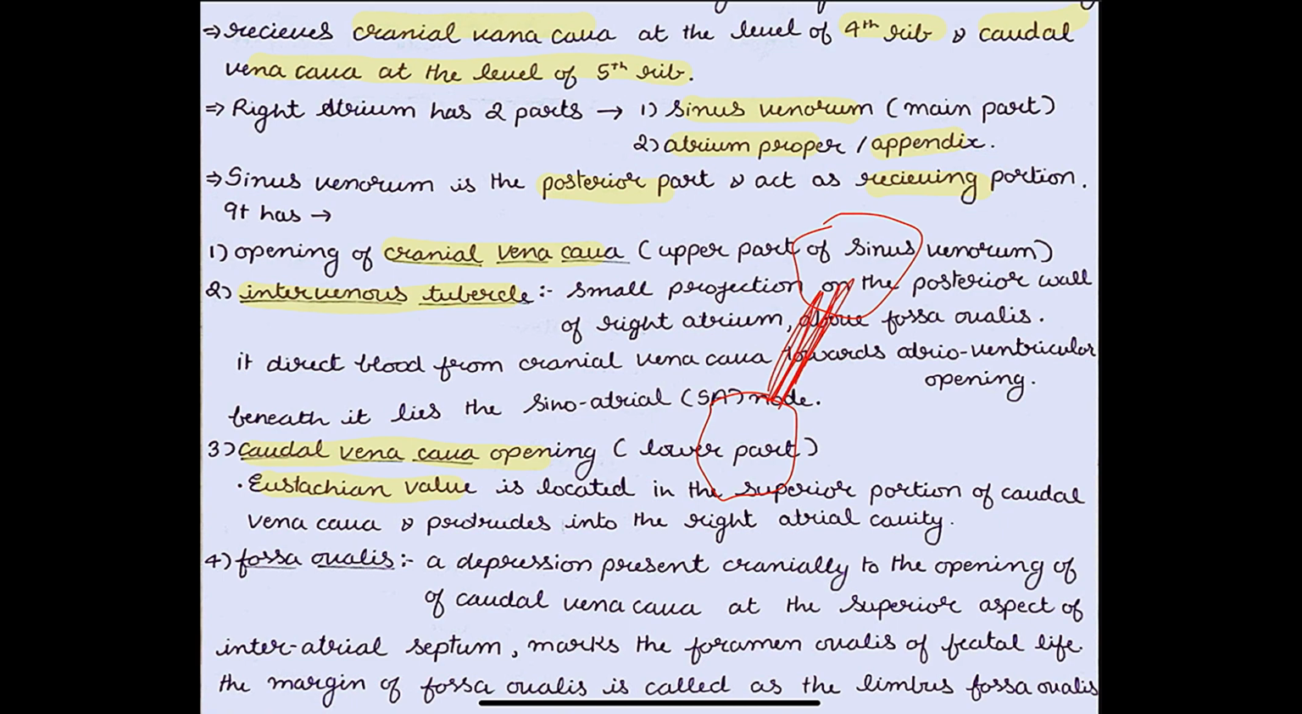So we have the opening to the cranial vena cava, the caudal vena cava, and then in between them there's the intervenous tubercle. And why is this structure important? It is a very, very important structure. Why? Because it is the location of the sinoatrial node, the pacemaker of the heart. And what is its function? It directs the blood from the cranial vena cava towards the atrioventricular septum. It is just a small projection from the posterior wall of the right atrium, above the fossa ovalis.